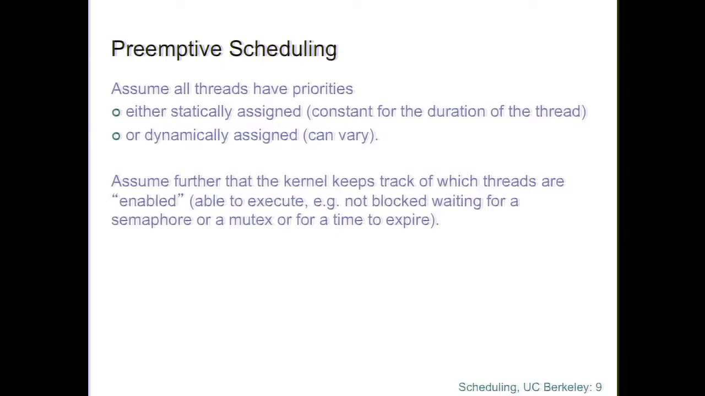Okay, so let's assume further that this microkernel keeps track of which threads are enabled. Enabled means it's ready to execute. It's not blocking, waiting for a semaphore or a mutex. We haven't talked about semaphores, but think of them as anything that makes the thread block. A mutex is the simplest form of these.